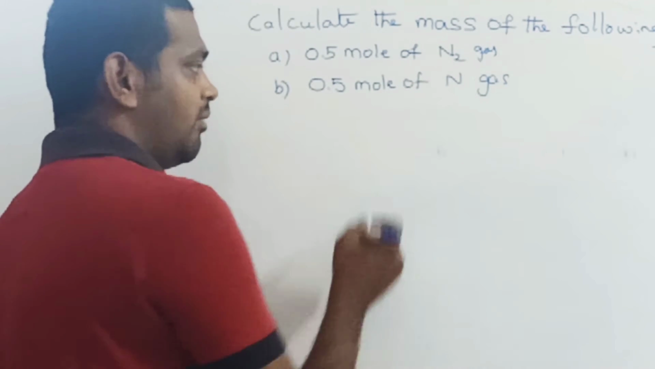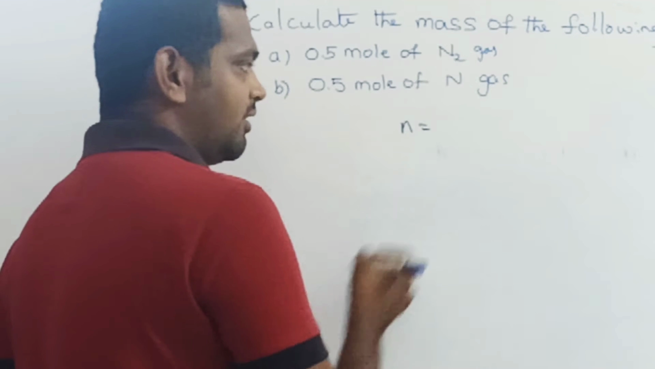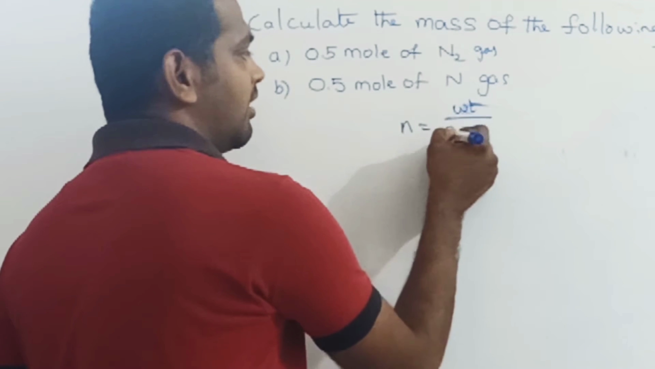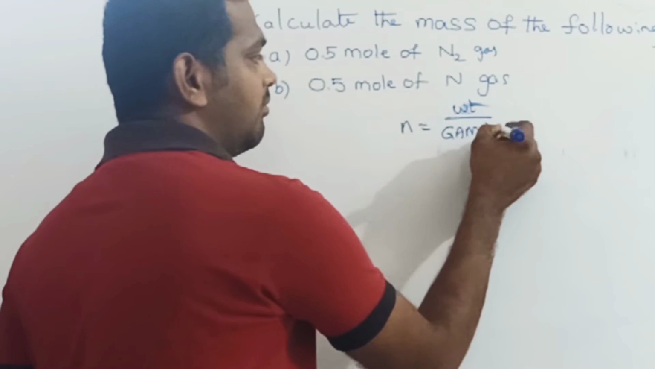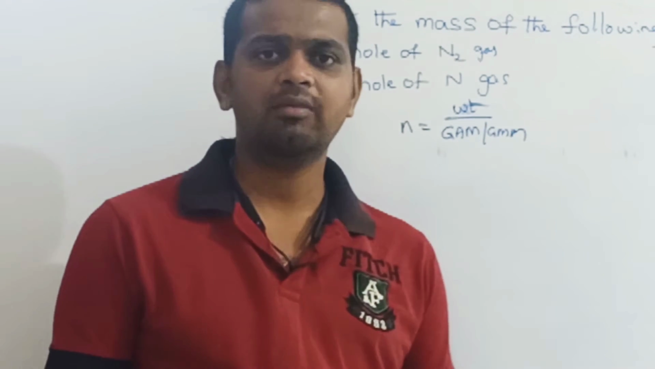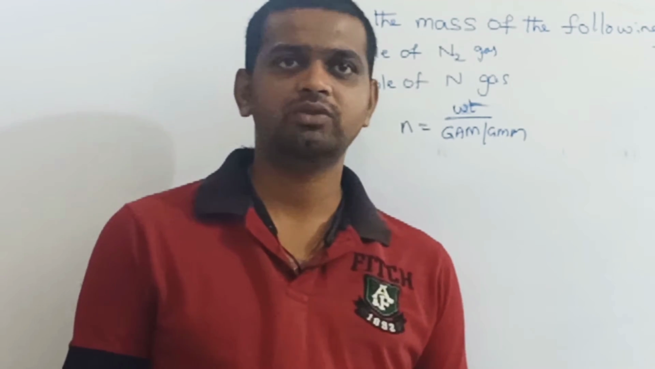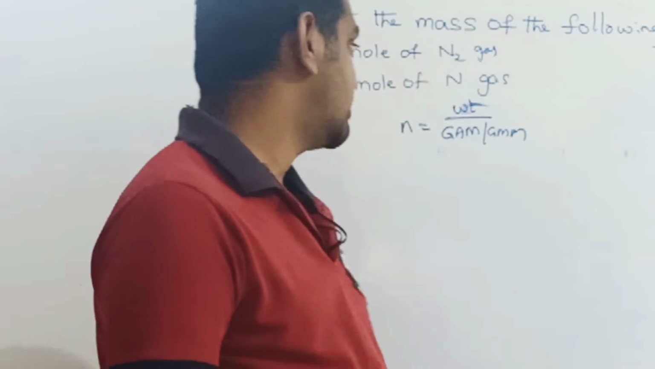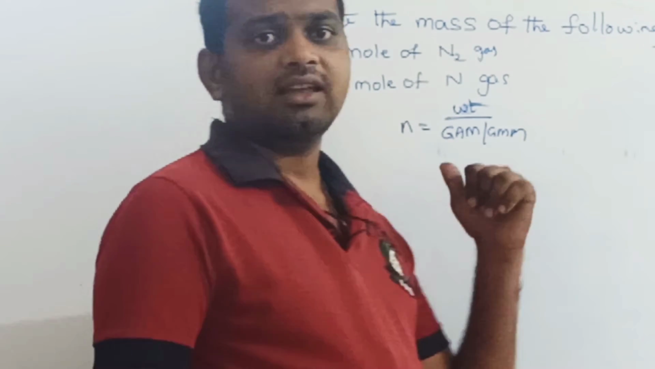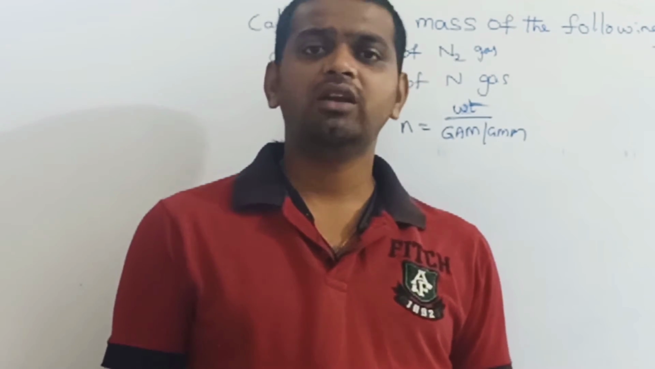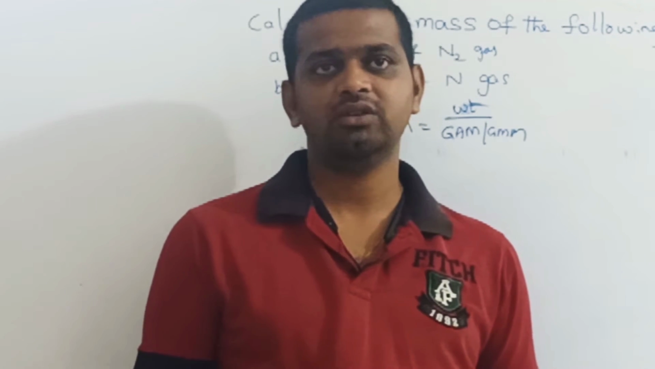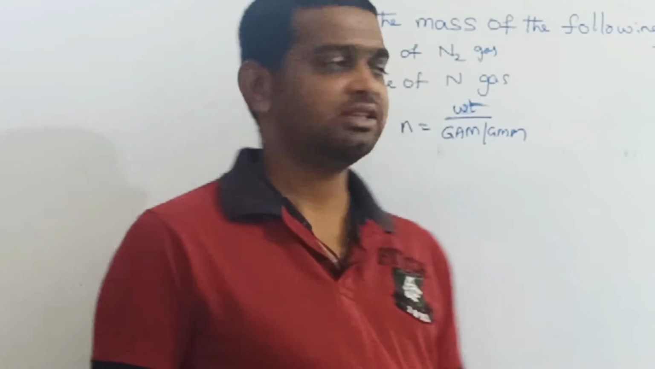We know the basic formula: number of moles n is equal to the weight of the substance divided by the gram atomic mass or gram molecular mass. If it is an atomic substance, you go for the gram atomic mass. If it is a molecular substance, you should use the gram molecular mass. In the first question, a nitrogen molecule is given, so you should consider the gram molecular mass. Coming to the second question, an atomic substance is given, so you should go for the gram atomic mass.